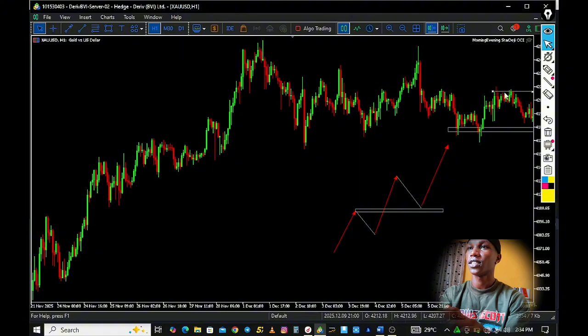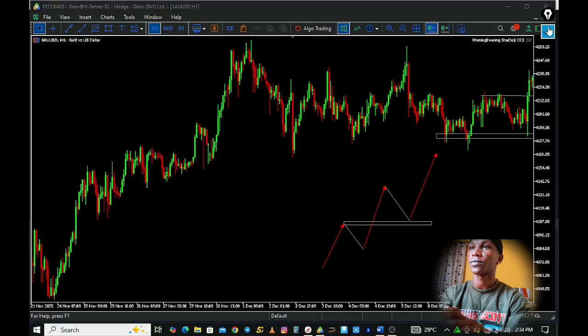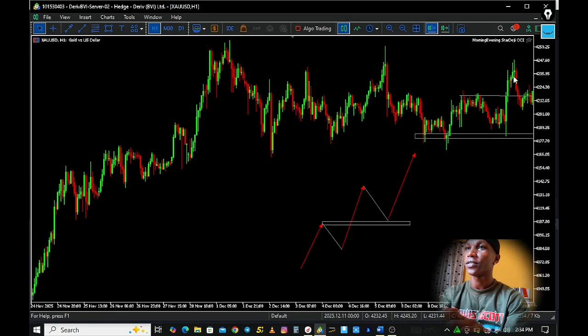But in this case, let's see what happened. It broke structure. As you can see here, price broke this structure right here. So we're waiting for price to come back and retest. That is when we shall wait and become buyers. Boom. You see, it came back.